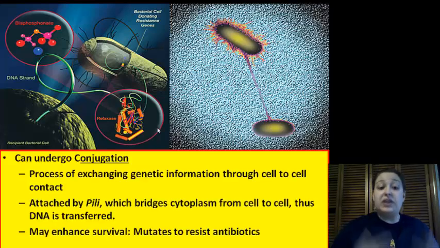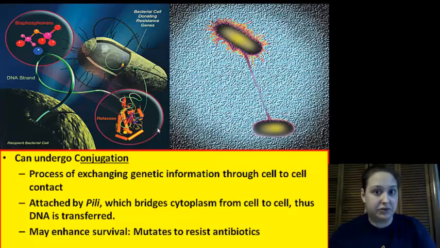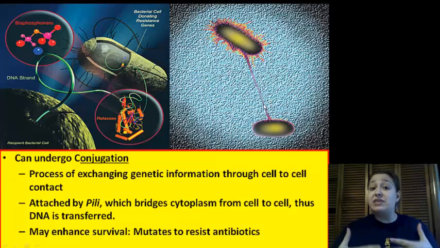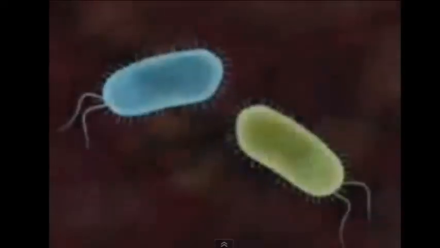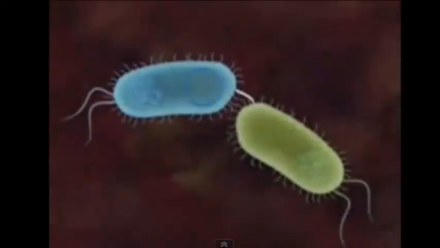Bacteria can undergo conjugation. This is basically bacterial sex, exchange of DNA. The process of exchange of genetic information through cell-to-cell contact. Attaching the pili together creates a bridge that allows them to literally transfer pieces of DNA through from one cell to another. This may enhance survival or mutate them to antibiotic resistance. Plasmids carry genes that code for antibiotic resistance. During conjugation, plasmids can be rapidly exchanged between bacteria through pili, which allow the exchange of genetic material.